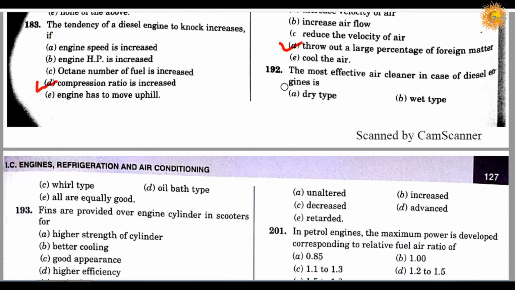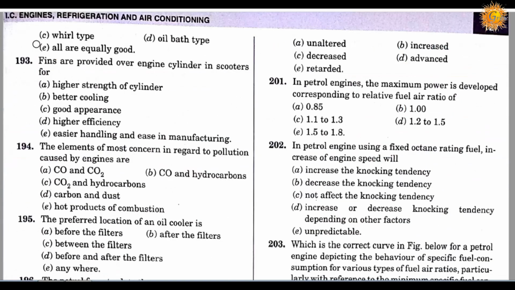Question number 192. The most effective air cleaner in case of diesel engine is: option A, dry type; option B, wet type; option C, whirl type; option D, oil bath type; option E, all are equally good. So the correct answer is D, oil bath type.